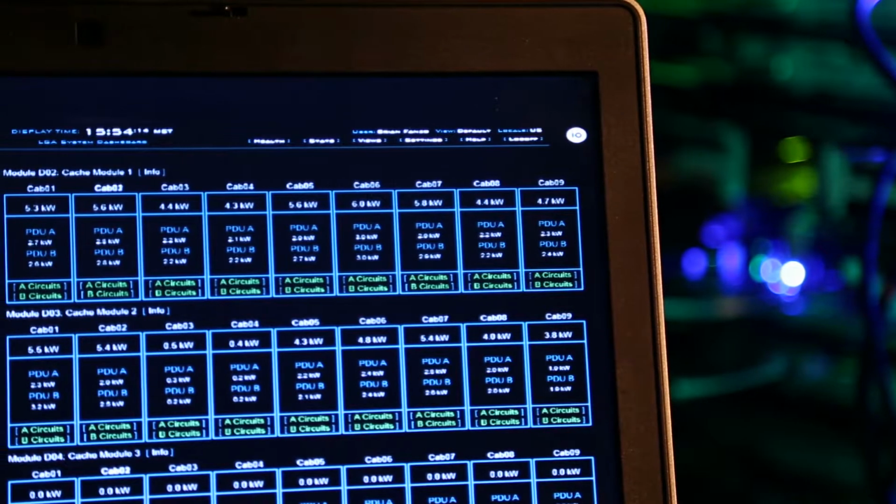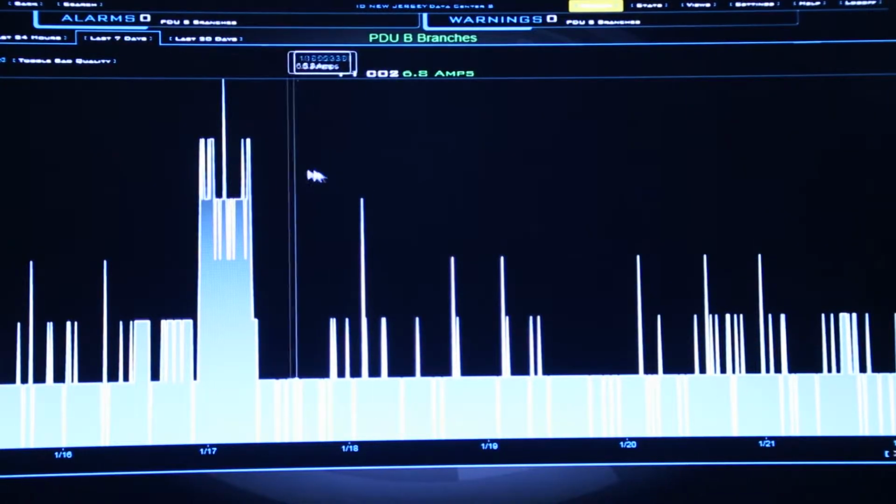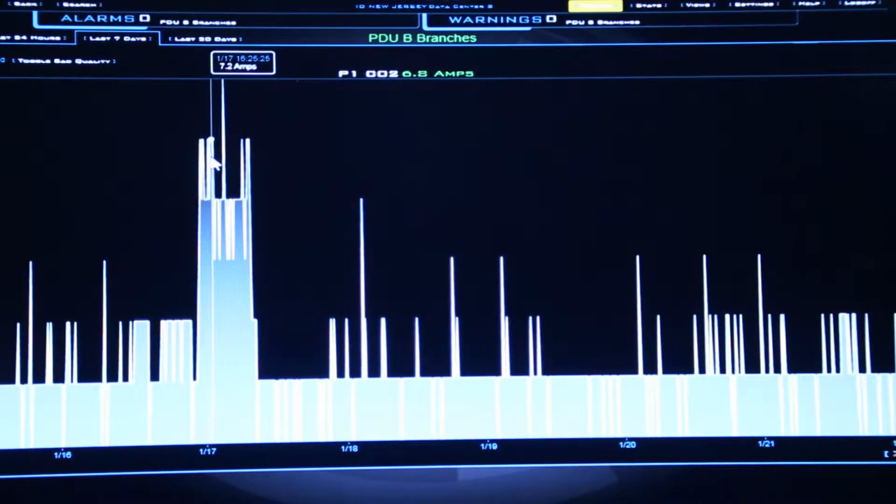As we move further into the racks themselves, through our data center operating system, IOS, we can distinguish and understand what's going on in terms of processing at any given point in time.